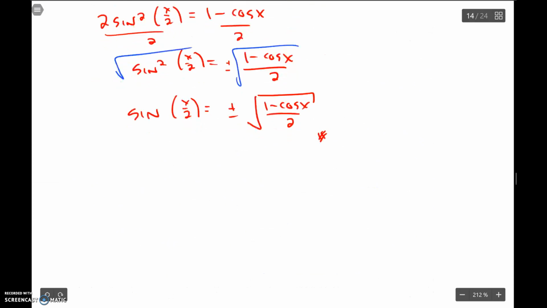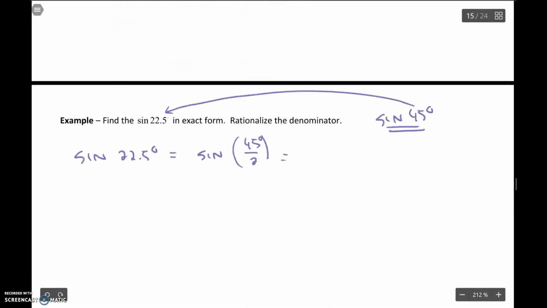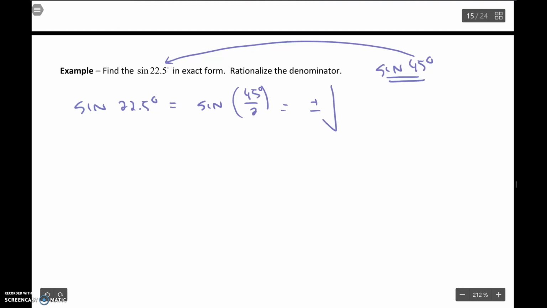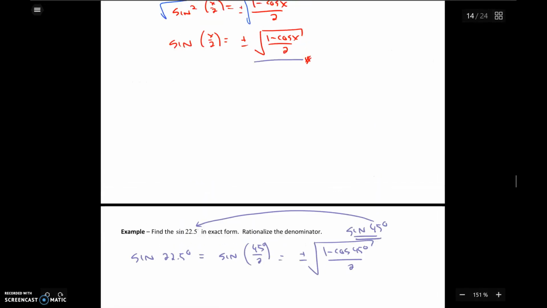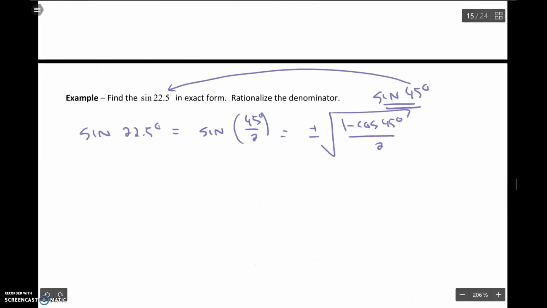I don't know my half angle formulas, so I'm going to use this one right here. It's 1 minus a cosine over 2. So this is plus or minus the square root of 1 minus a cosine of 45 degrees over 2. Right? The sine of x over 2 is plus or minus the square root of 1 minus a cosine of the angle on top divided by 2. I don't know the sine of 22.5, but I do know the cosine of 45, so I can evaluate this. It is plus or minus the square root of 1 minus, so what is the cosine of 45? That is 1 over square root of 2 over 2.